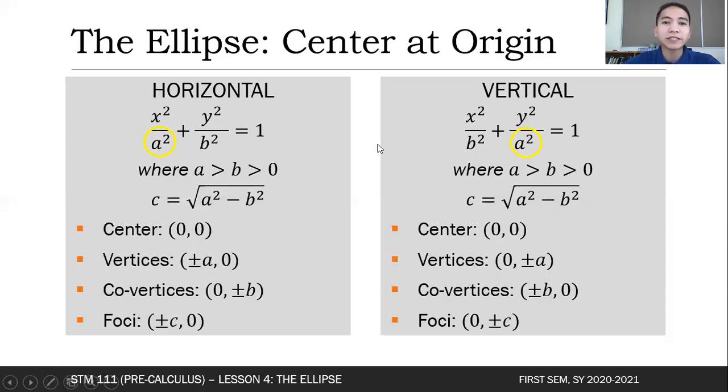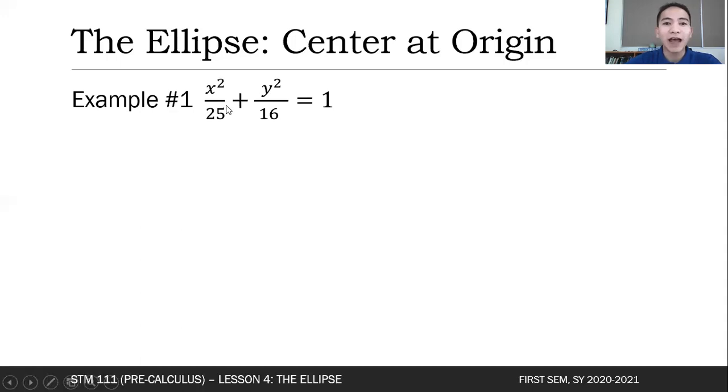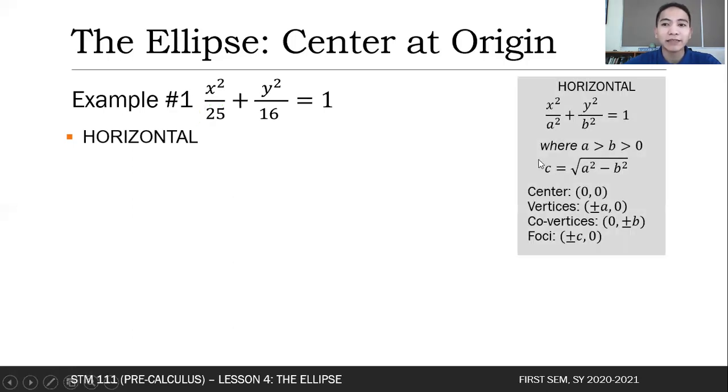So, let's have some examples here. So, example number 1, we have x squared over 25 plus y squared over 16 equals 1. So, first, alamin natin kung anong klaseng ellipse siya, horizontal ba o vertical. So, again, i-check natin yung denominator. Yung malaking denominator na 25 ay nasa baba ng x squared. Ibig sabihin, yan ay isang horizontal ellipse. So dahil horizontal ellipse siya, ito yung mga gagamitin nating mga formulas mamaya sa pag-hanap ng vertices, co-vertices, at foci.